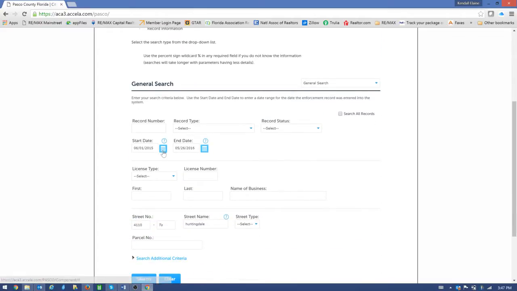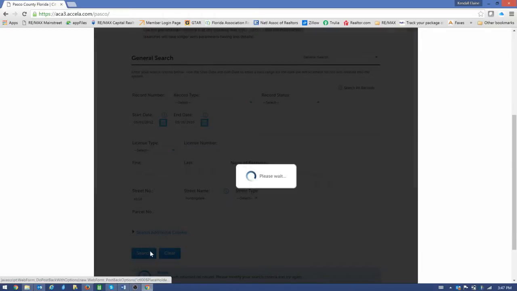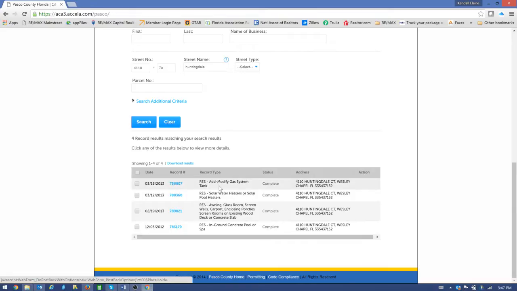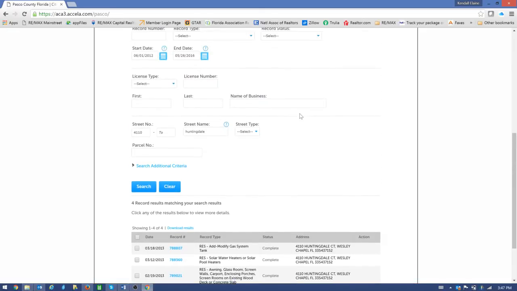Oh, start dates. I need to go back. I think we did our pool in 2013, so we'll just go back to January 2012. Oh, why won't it change? All right. And we're going to search. Alrighty, so here we can see there were some permits back in 2013, their record numbers and their statuses are complete. Yay, yippee. Means they're closed out. So not too bad, not too difficult.